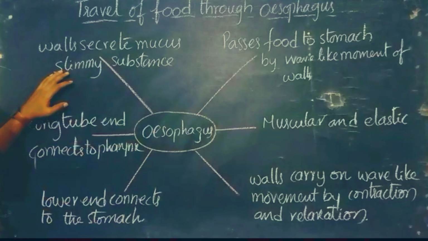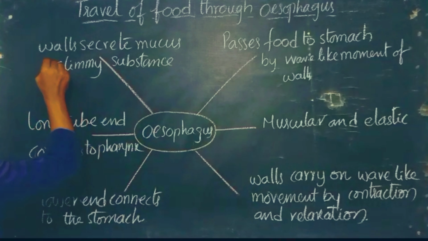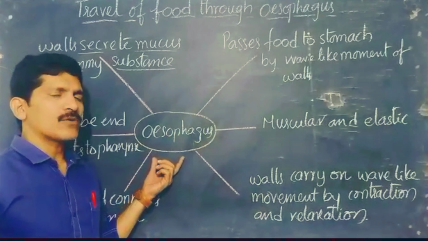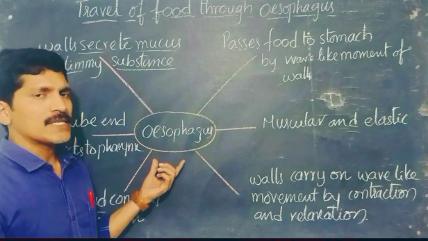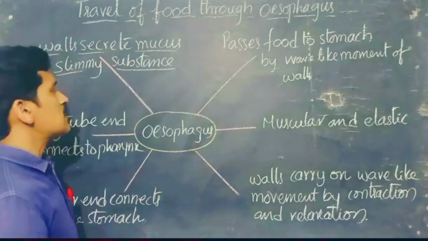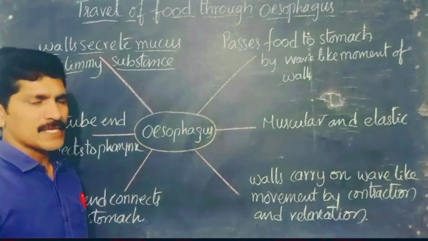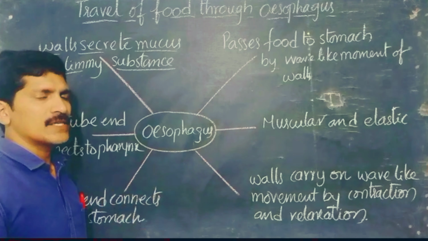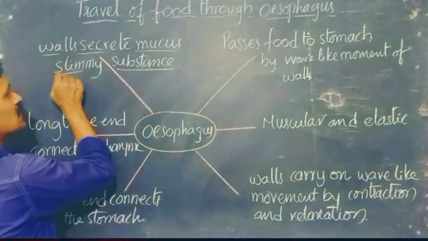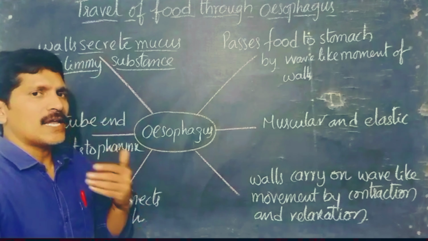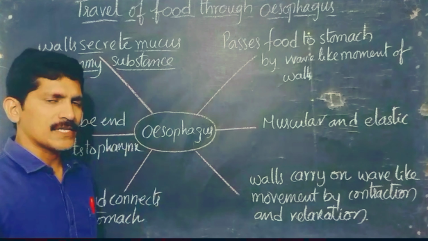What functions does the esophagus have? Its walls secrete mucus, a slimy substance. When we observe the inner walls of the esophagus, it is lined with a mucous membrane. The mucous membrane secretes a substance called mucin. The mucin makes the inner lining of the esophagus slimy, which reduces friction and allows easy passage of food materials.